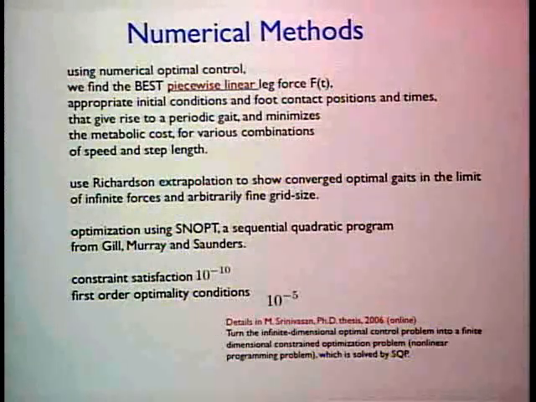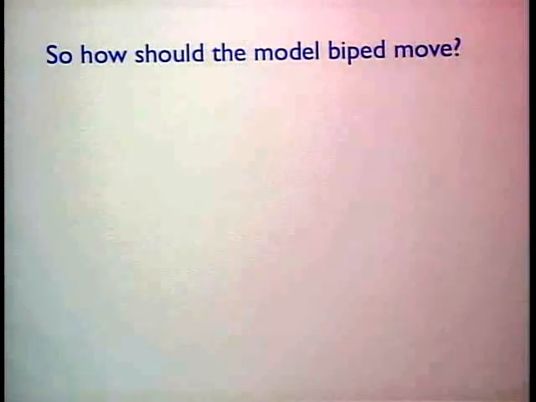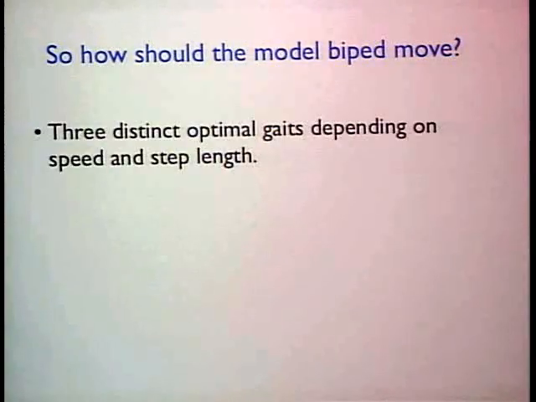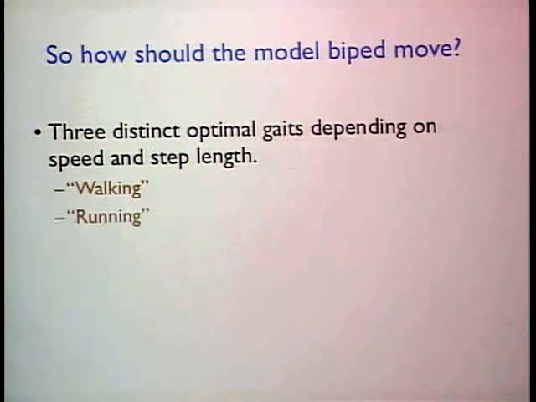Let me just mention numerical methods here. So how should the model biped move? It turns out that we found 3 distinct optimal gaits depending on speed and step length: walking, running, and something else.